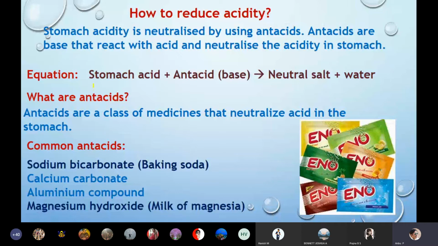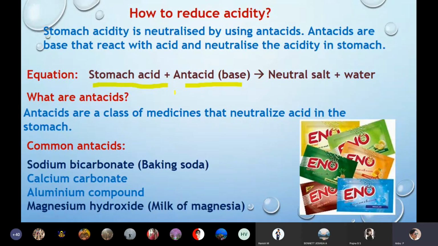It can be represented in a simple way. The stomach acid is hydrochloric acid, and the antacid is a base. When the antacid reacts with the stomach acid, it results in the formation of a neutral salt and also water.